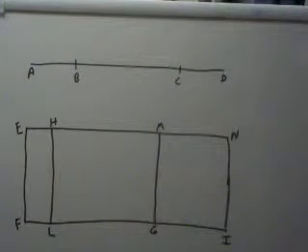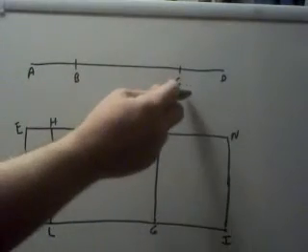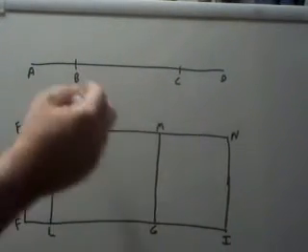Again, since twice the rectangle AC, CB, okay, so that means two sides of the rectangle would be AC, the other two sides are going to be the length of CB.